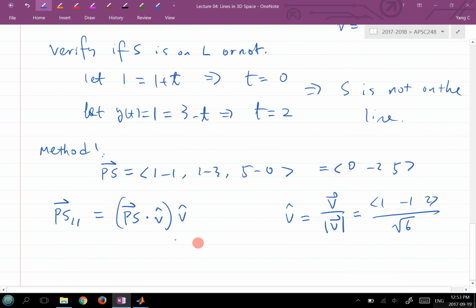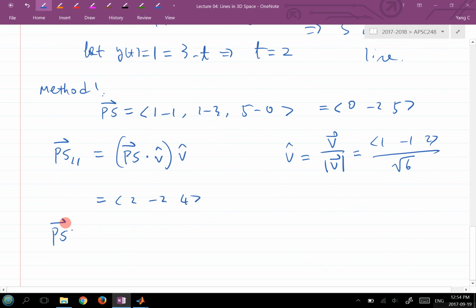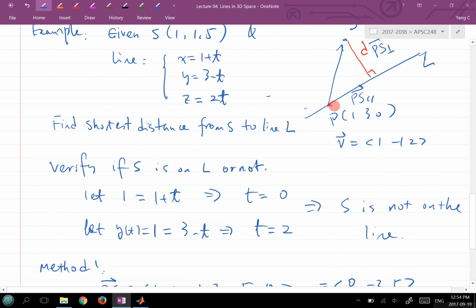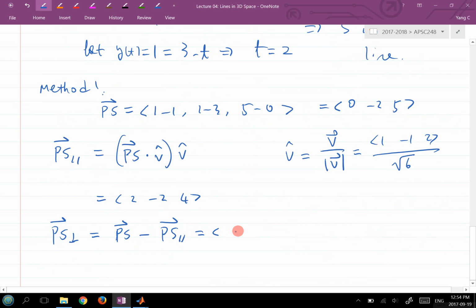Now you plug everything in. You have the vector PS, and you have the V unit vector. Plug everything in, and you will get this parallel vector to be (2, -2, 4). So that's your parallel vector. And then we can get the perpendicular decomposition component. The perpendicular one is PS minus PS parallel. That will give us (-2, 0, 1).